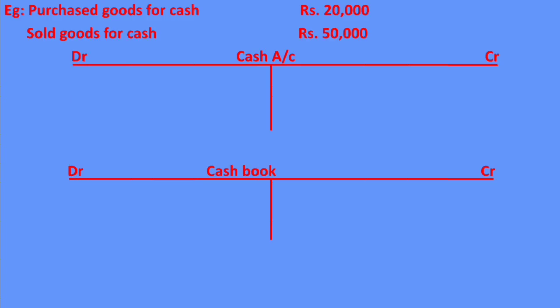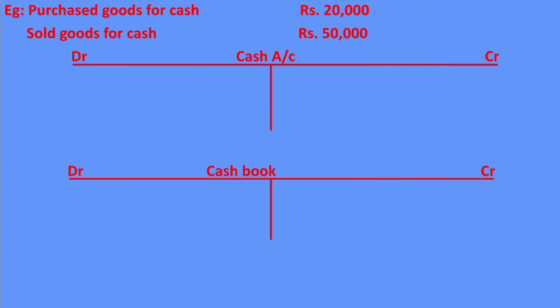I have taken two transactions here. Purchased goods for cash rupees 20,000 and sold goods for cash rupees 50,000. We can record both these transactions in cash account and a cash book. First one, purchased goods for cash rupees 20,000. First we can record it in a cash account. For that, we have to journalize this transaction.